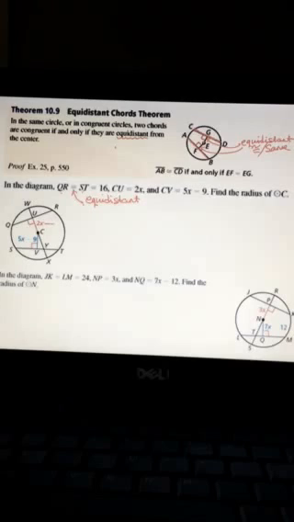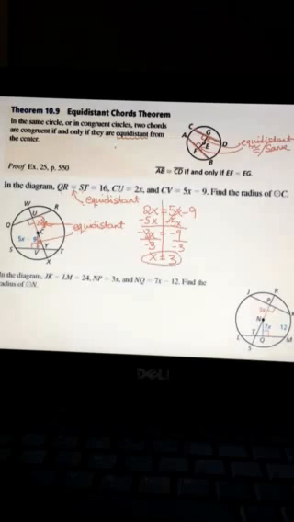And so that's telling me that this little piece here, okay, showing me the distance to the center, must be equidistant to this little piece here, equidistant. So if they're equidistant, that means they are equal to each other. And so I can set up an equation that 2x equals 5x minus 9. Going to solve this for x, I'm going to subtract 5x. Gives me negative 3x. And then I'm going to divide by negative 3 and get positive 3.